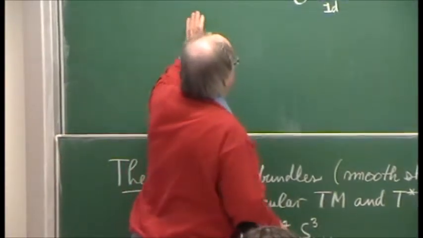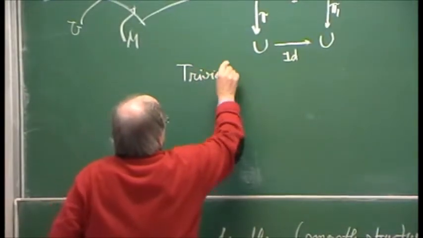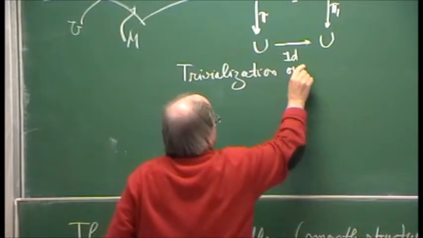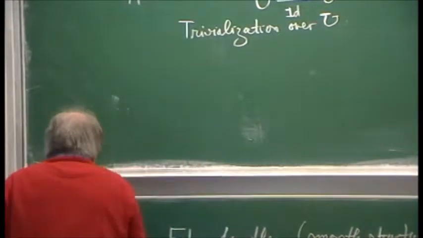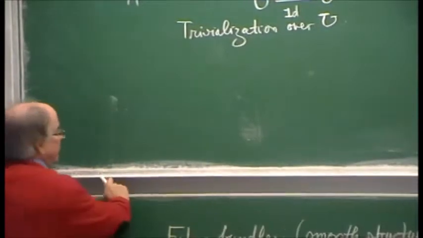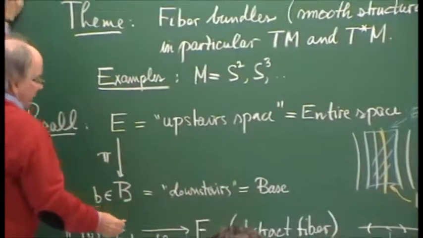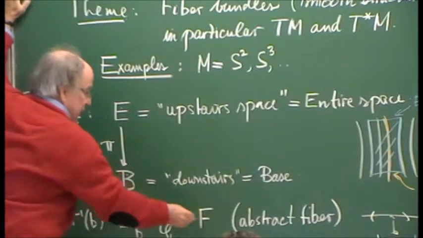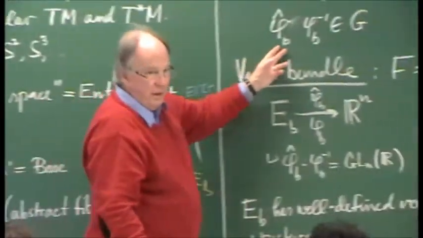That's what we call trivialization overuse. So let's call this trivialization overuse. So we require that we have, this is a requirement of a bundle. So every bundle satisfies this by definition. By definition, it's an upstairs space, it's a downstairs space, it's a mapping with fibers. They're all the same in the sense that we have some isomorphisms, but there's a compatibility condition.